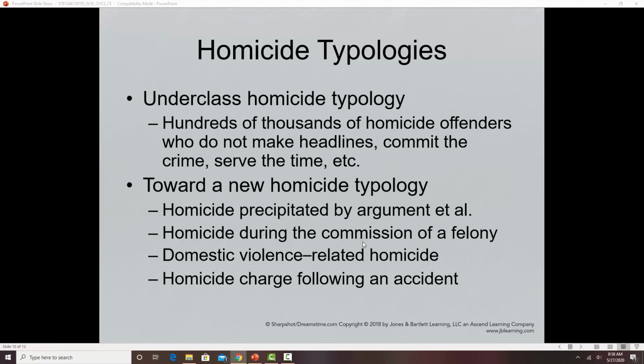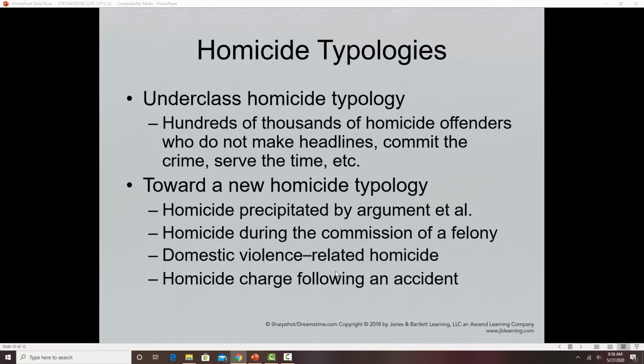So the homicide precipitated by an argument, the homicide during the commission of a felony. And by the way, this is the largest category right here. So let's say somebody is robbing a liquor store or a convenience store and kills somebody while robbing that liquor store. That would be a homicide during the commission of a felony. Or they are sexually assaulting somebody and they commit murder against that person. That would be homicide during the commission of a felony. And again, this is the category where we find most homicides actually take place.